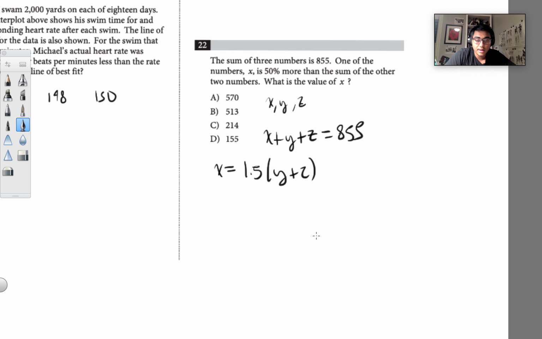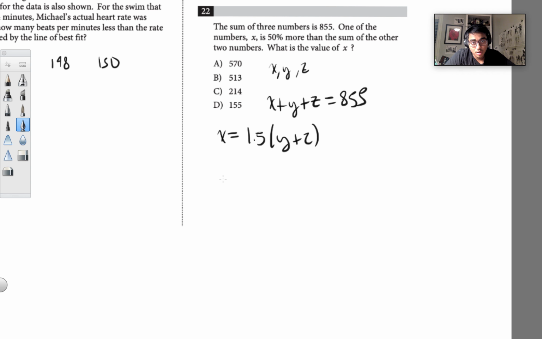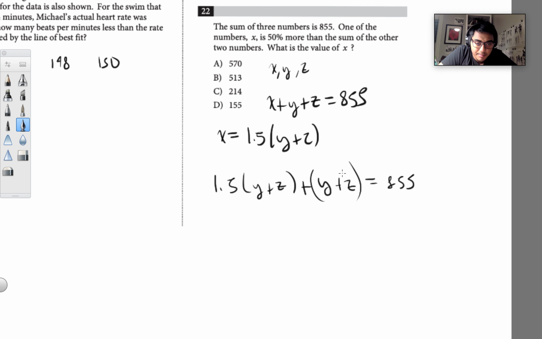So now we just have to find out what the value of x is. So x plus y plus z is also the same as 1.5 times y plus z, plus y plus z, which equals 855. Oh, shoot, my bad. Okay, you might be a little intimidated because there's still two variables left, but you can treat y plus z as 1. So 1.5 times y plus z plus y plus z is equal to 2.5 times y plus z. This is 855.